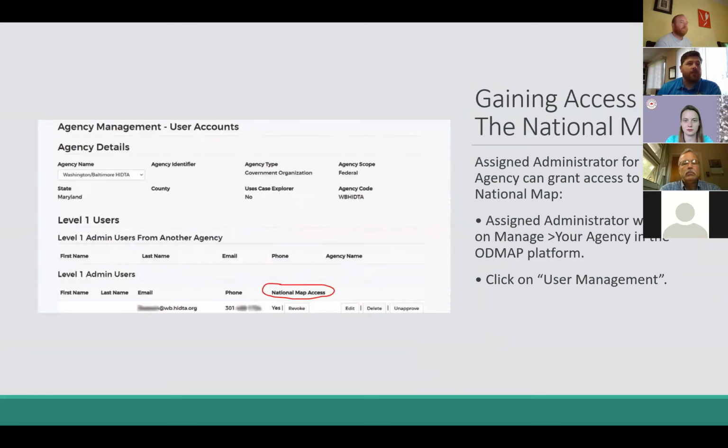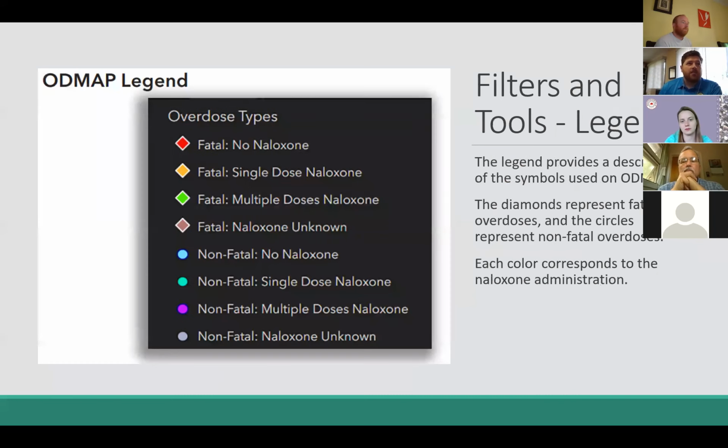No, one more slide over. But this is to gain access to the national map. You have to have the agency administrator assign you. So the agency administrator has the full authority, and then they'll just go into the users right there, and then we have circled there, national map access. They just click yes on that in order to approve the person.